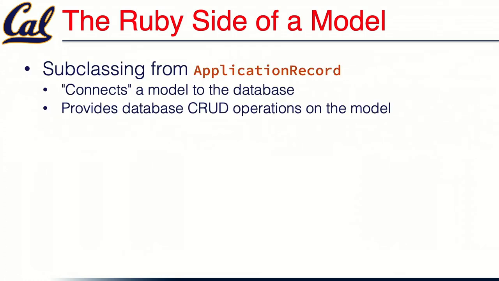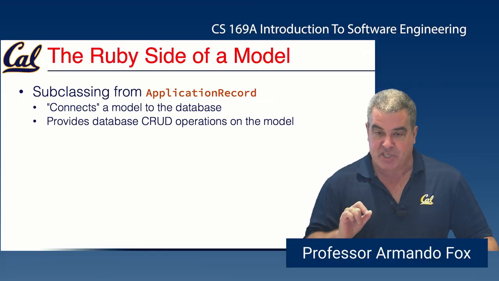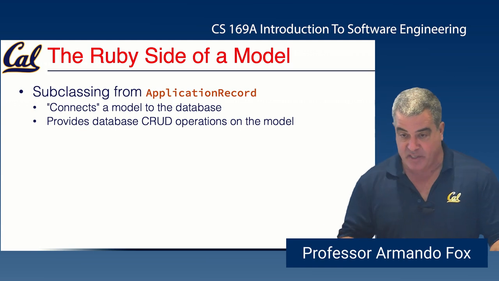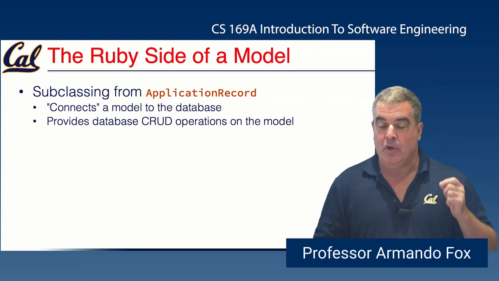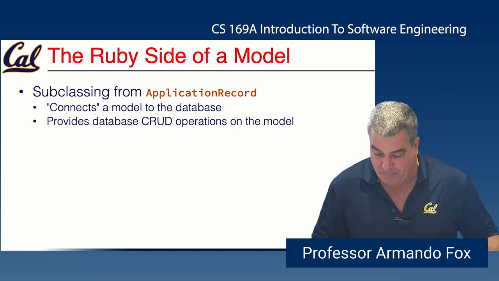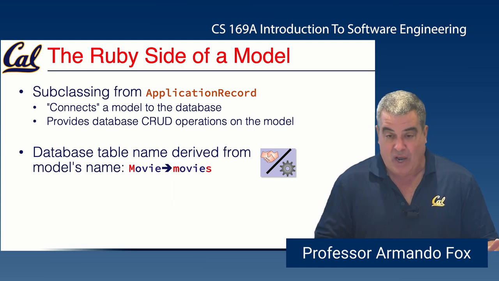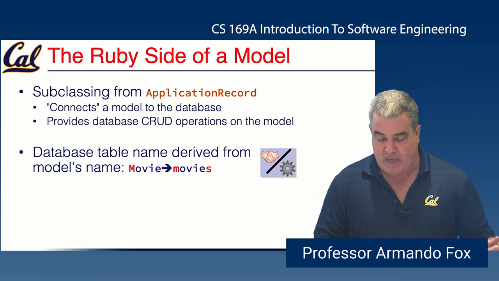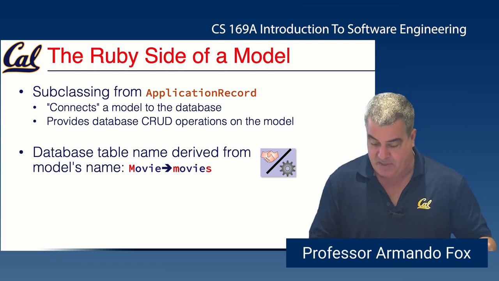So what does the Ruby side of a model, so to speak, look like? Look at it from the Ruby side of the world. How does a model look? Really, it's just a plain old class that happens to inherit from Application Record. And a lot of magic fun things happen in Application Record because it connects a model to the database and it provides database CRUD operations on that model without you ever writing a single line of SQL. As we mentioned, because of convention over configuration, the database table name is derived from the model name, and momentarily we'll show how these tables are actually set up in the first place. But for now, let's just take it on faith that the tables exist.